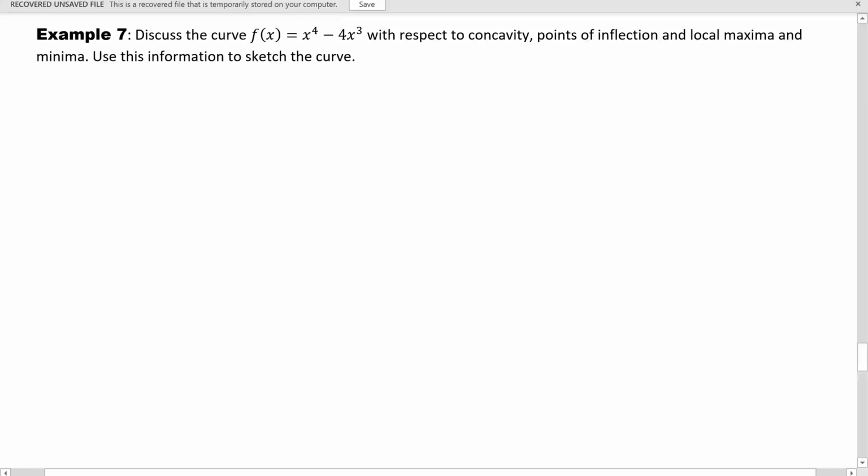So let's continue to the next two problems in part C.